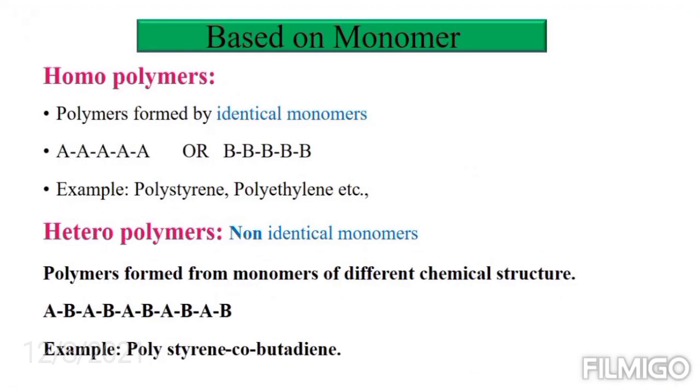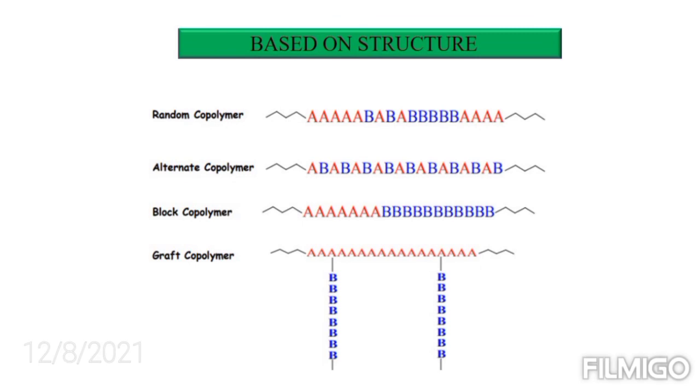Polymers are also classified on the basis of types of monomers. Similar monomers combined form homopolymers. Examples: polystyrene, polyethylene, etc. Homopolymers are further classified into three types based on their chain configuration, that is, linear, branched and cross-linked polymers. When different monomers combine, they form copolymers or heteropolymers. Example: polystyrene co-butadiene. Based on their structure, we can classify the polymers into four types.